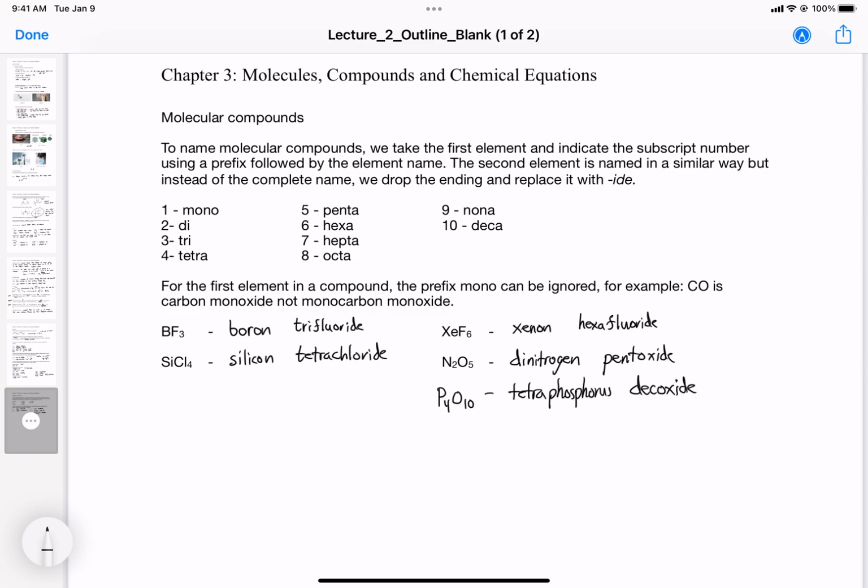The ending is named similarly to ionic compounds. We add IDE for the second element, or the second polyatomic ion, etc. So in this case, with molecular compounds, we use prefixes.